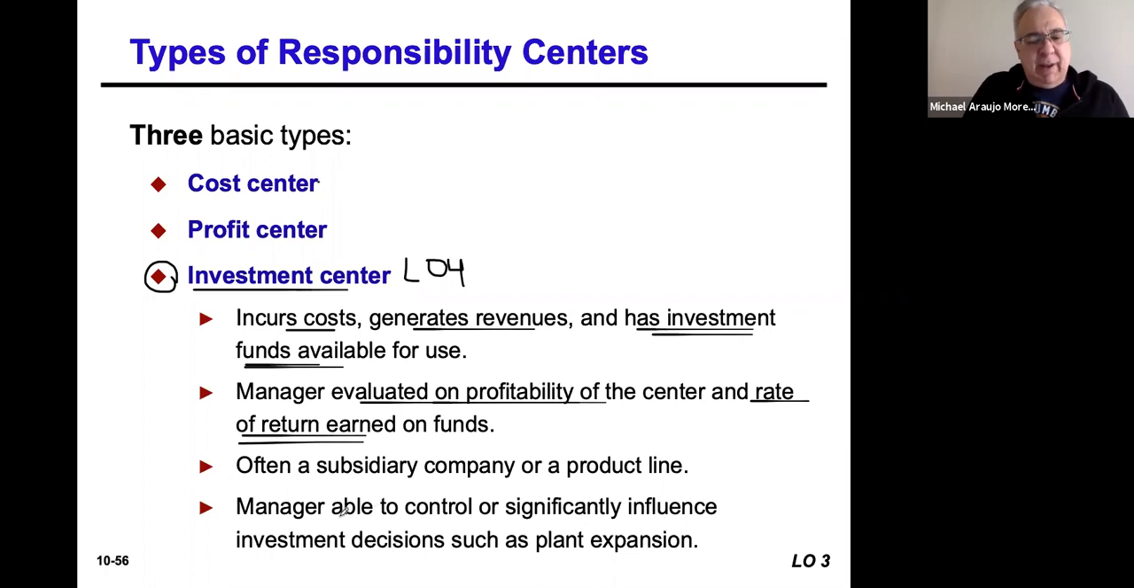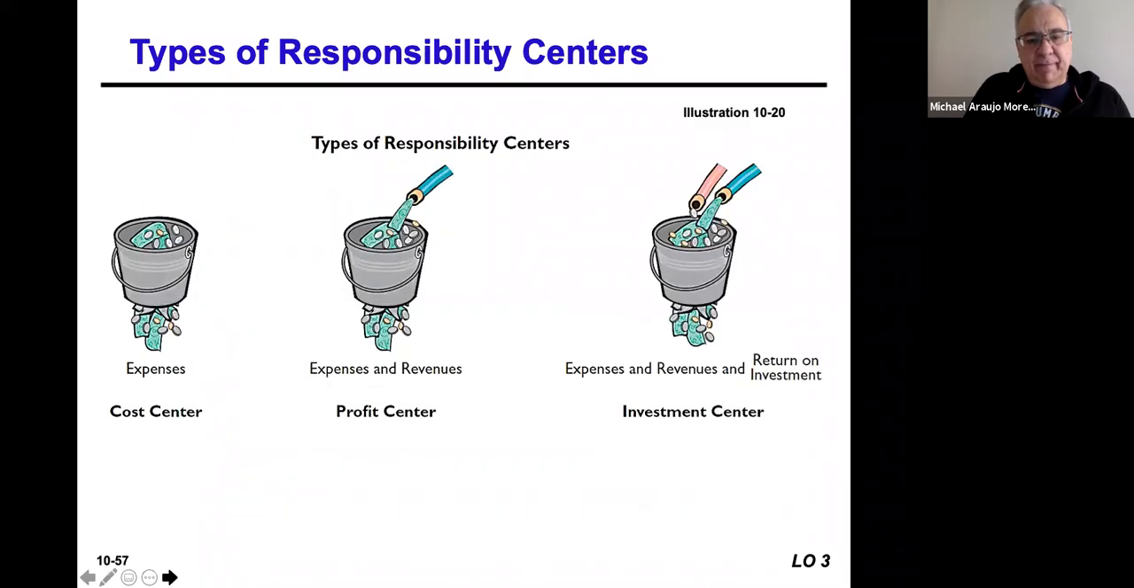And so again, what can managers control? Quite a lot. What do they influence? Well, the expansion of the business for the most part. So plant expansion, buying various things. It has to have a return, but they can control quite a bit.